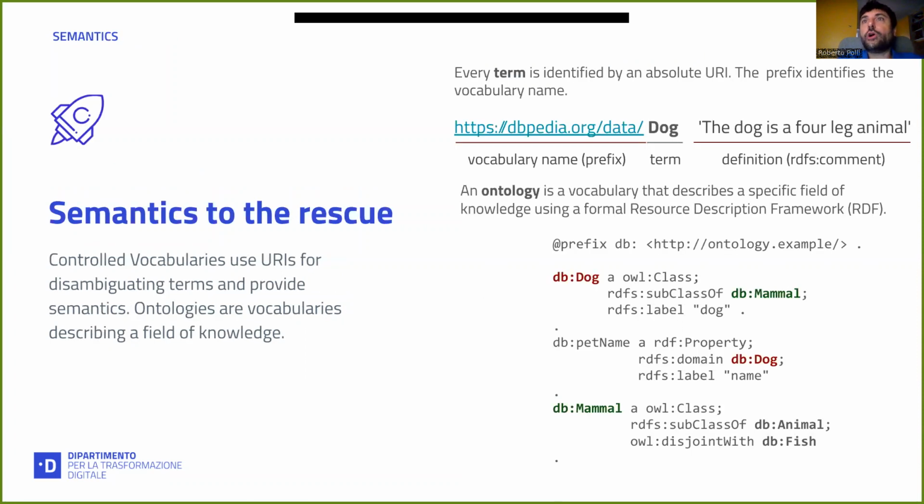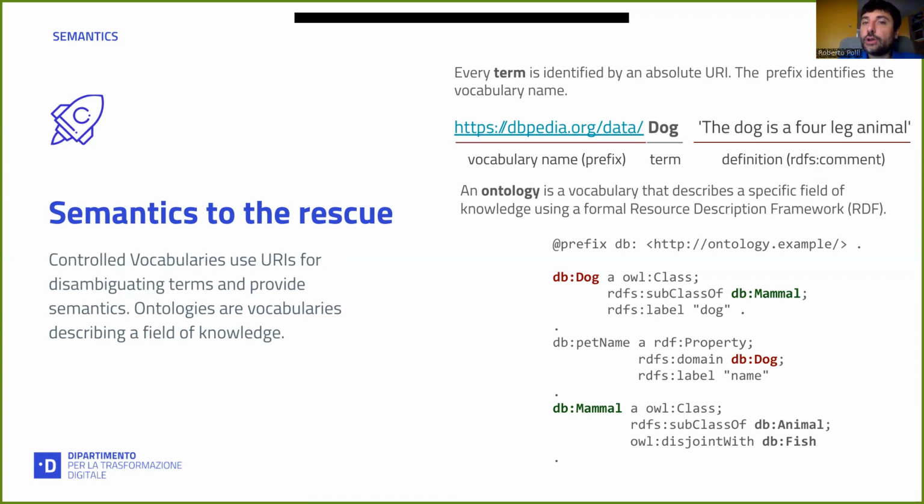So, controlled vocabularies are a computer science tool that uses URI for disambiguating terms. Terms are identified by URIs prefixed with the vocabulary name, which provides a namespace. In these slides, we can see that the definition of dog from the DBpedia vocabulary is that a dog is a four-legged animal. But, well, we can say more.